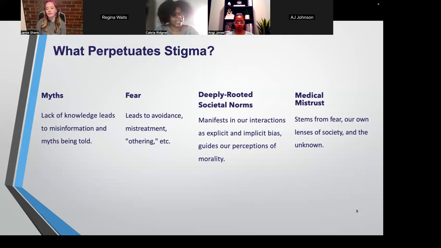And then the next, as we all know, is medical mistrust. That coincides with the first three, honestly. Whether that be, we have family members that have had maybe a terrible experience with medical providers, or that we are just fearful of going to the doctor. That's something that we need to dismantle and learn to work with our lenses on society, which leads into the conversation of experience. So next slide.